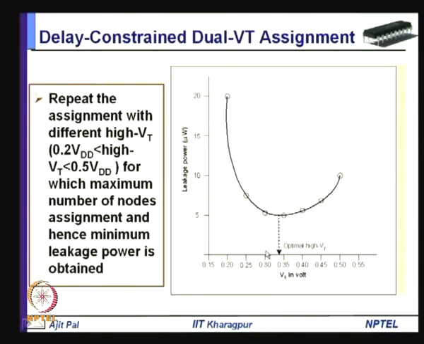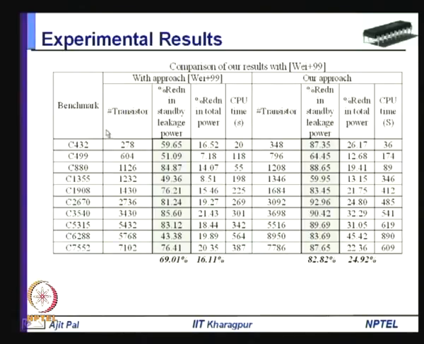In this way, it was tried for a large number of benchmark circuits. This was the result of the first approach, the first paper that I mentioned, where leakage power reduction was 69.01%. On the other hand, in our case, in that paper standby leakage power is mentioned, but this will be all runtime leakage power. Here we find that with the second approach the reduction in leakage power is 82.82%.